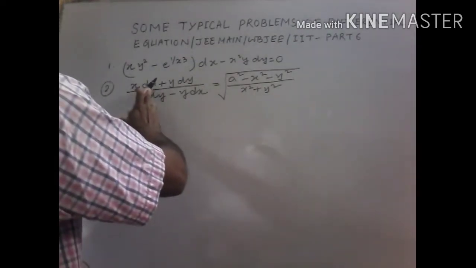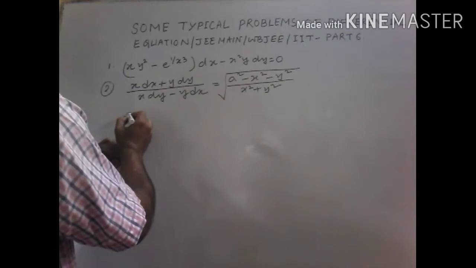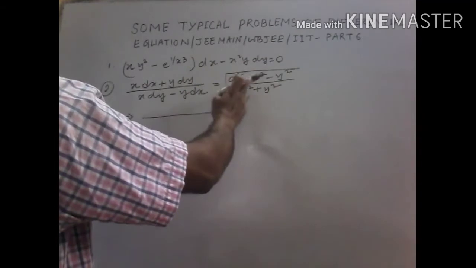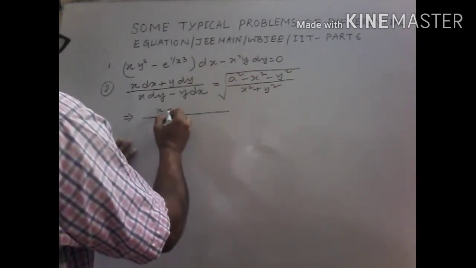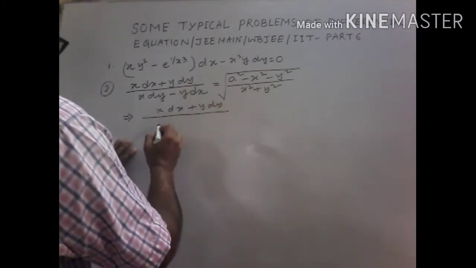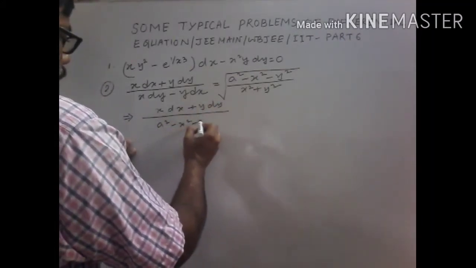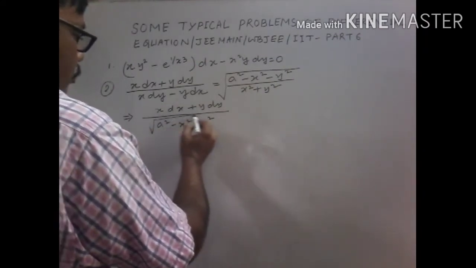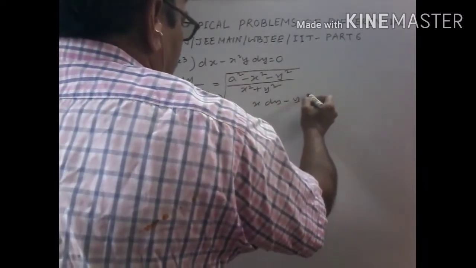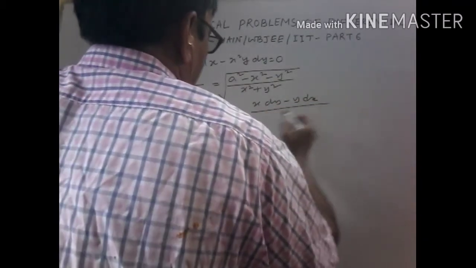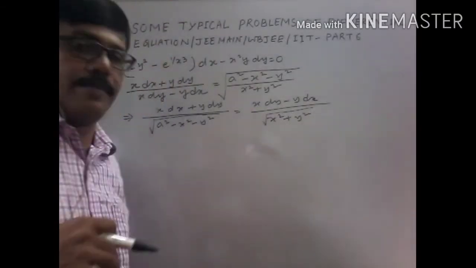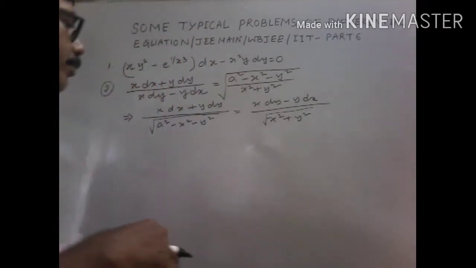Now this one, you can easily integrate it. So we can write it in this form: x dx plus y dy by a² minus x² minus y², and taking this term to the numerator, so we are getting this, meaning the remaining is the same.